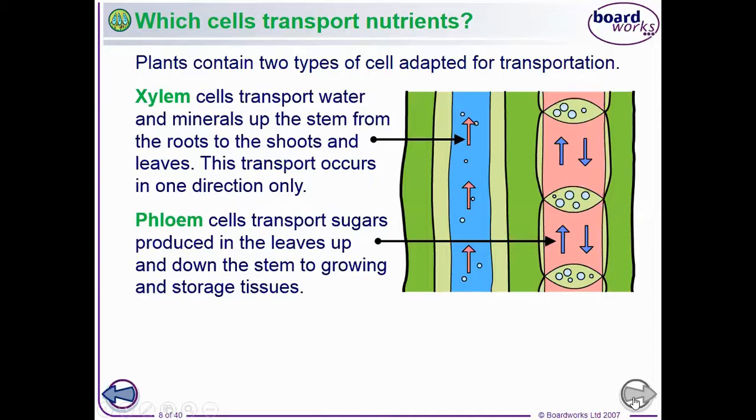However, when we talk about the phloem cells that transport sugars, remember now the sugars are produced in the leaves because this is the site of photosynthesis.